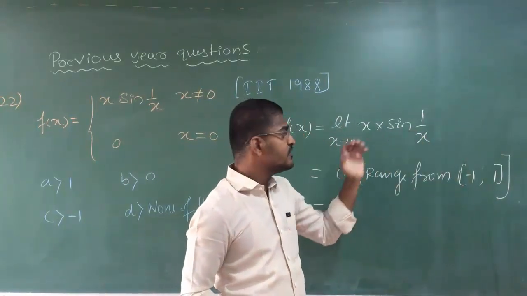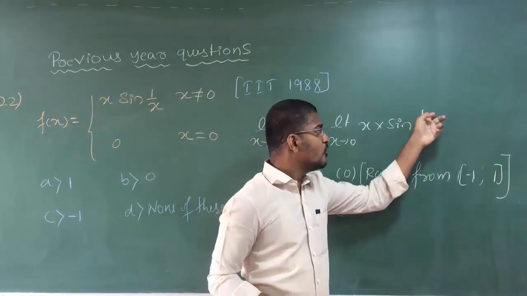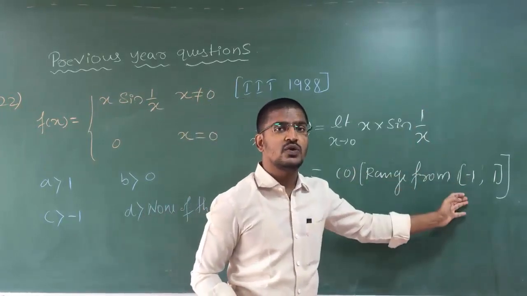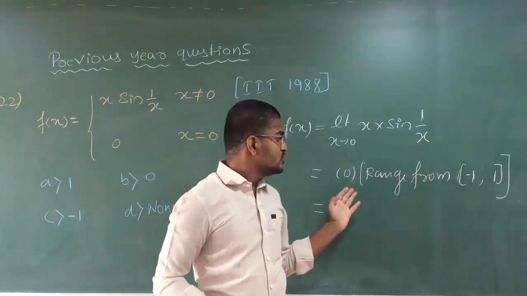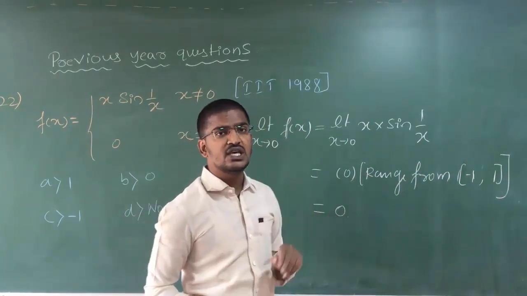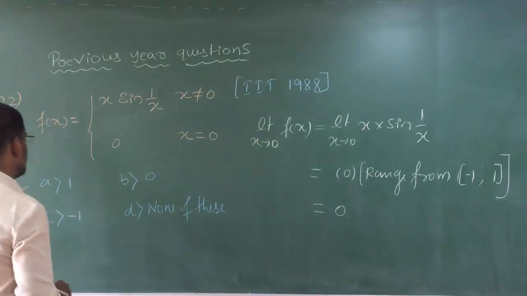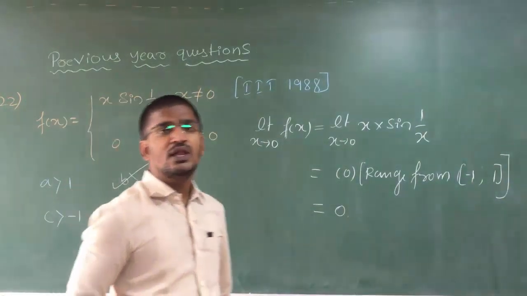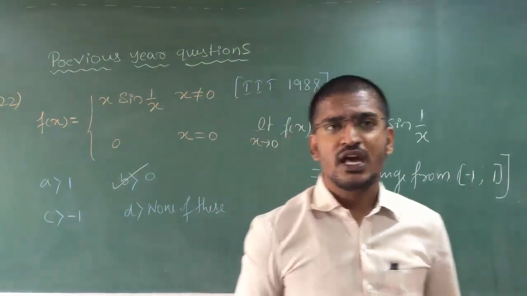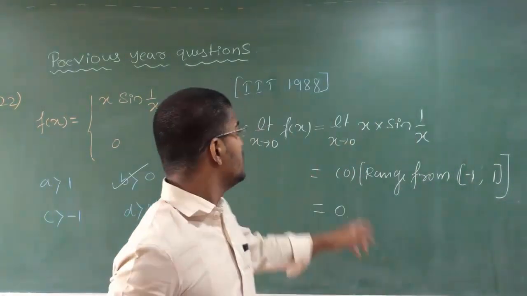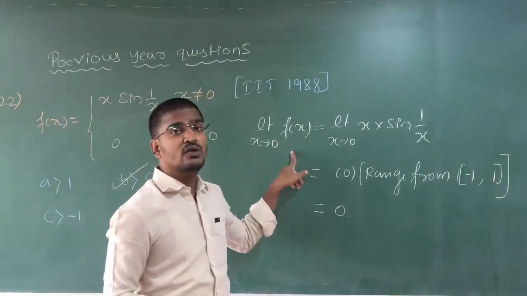Therefore, x into sine of 1 by x will be what? 0 into range in between minus 1 to plus 1. So 0 into range in between minus 1 to plus 1 will be equal to what? 0. Therefore, your answer will be 0. Clear? Here don't try to solve LHL, RHL and f of a. Directly solve the limit only. No problem.